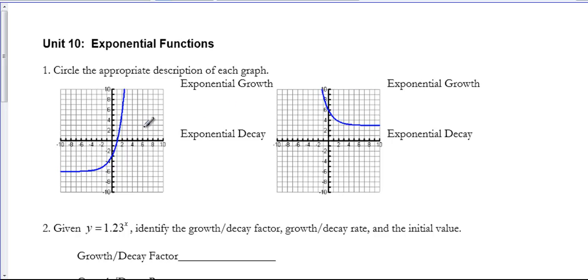All right, starting off here, just making sure we understand the difference between growth and decay. We read graphs from left to right, and as I read from left to right, you could clearly see that we're growing. So that would be exponential growth. Over here, from left to right, you see that we are going down in value. That would be decay.